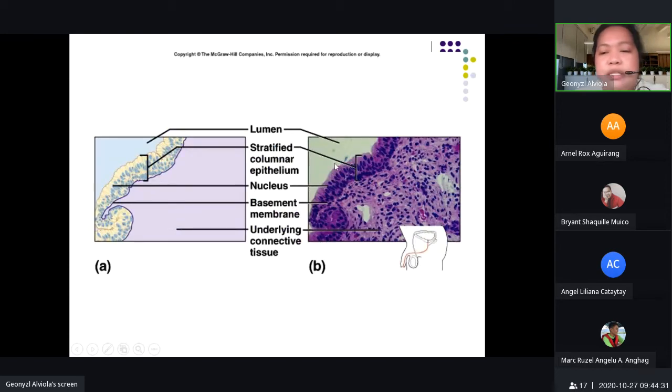This one is the tract in the penis, the urinary tract, probably the ureter. It is made up of several stratified layers of columnar epithelium.